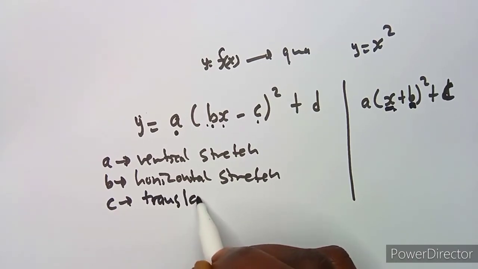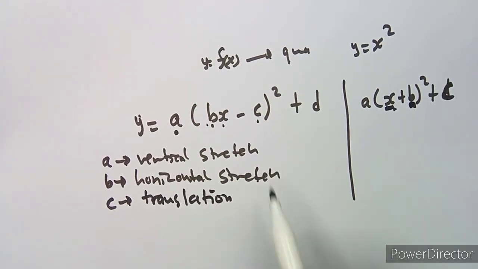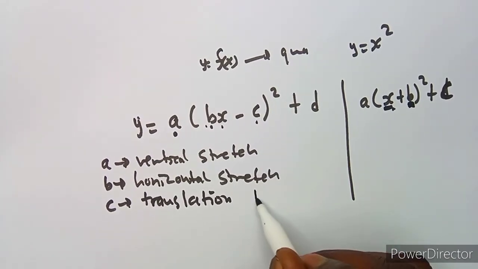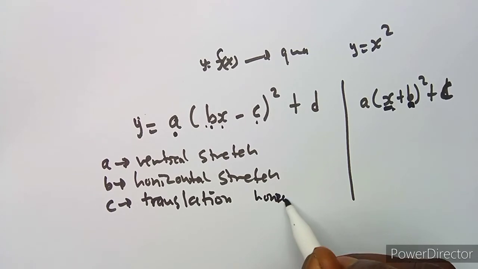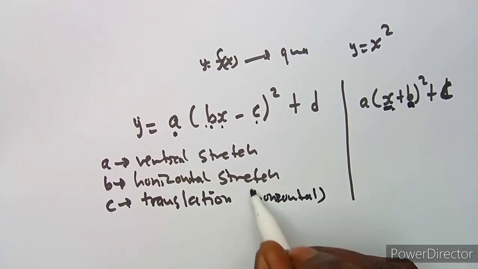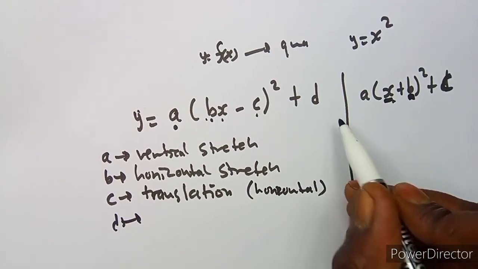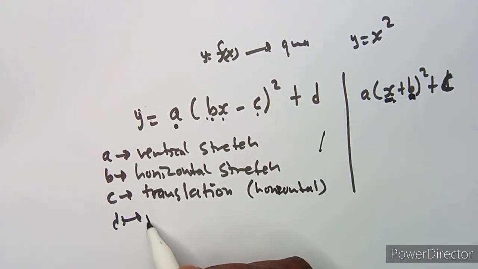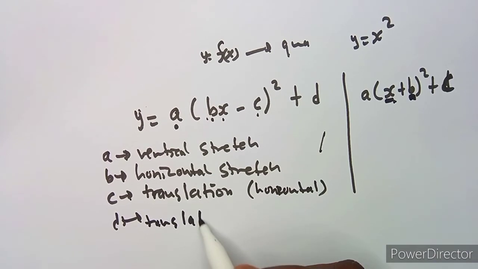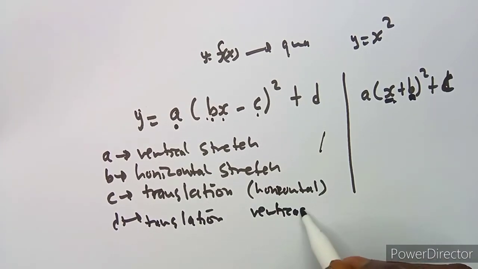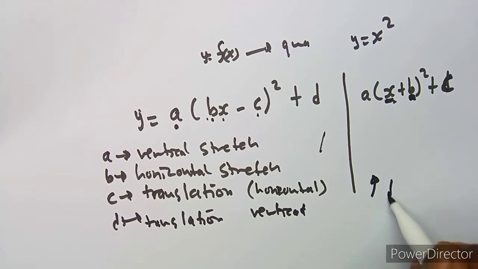Okay, that's a translation that you shall have, but remember always you equate this to 0. So it's a translation in the horizontal, in the x-axis. Then d is also a translation, but this one is either going up or going down. So it's a translation in the vertical, as we know, either it's going up or it's going down.